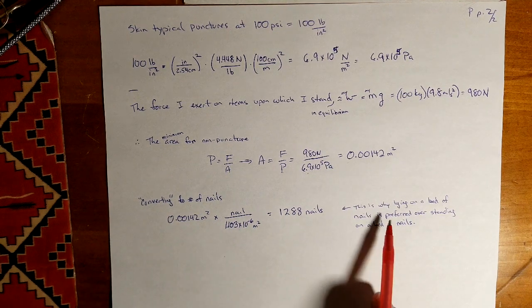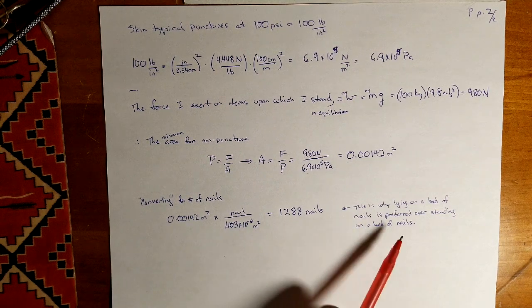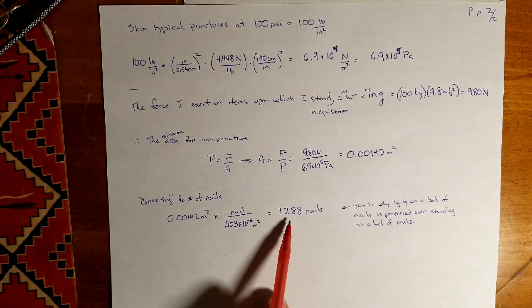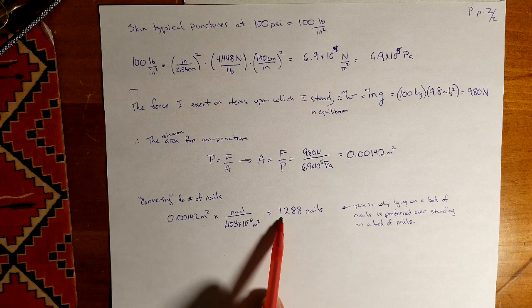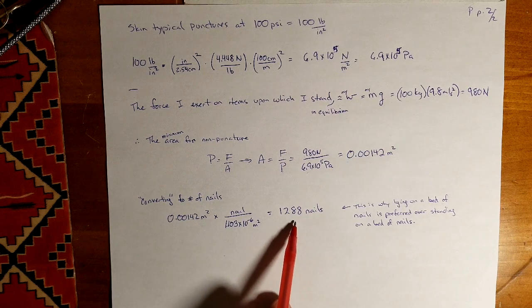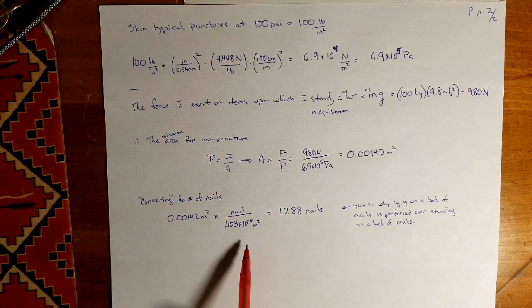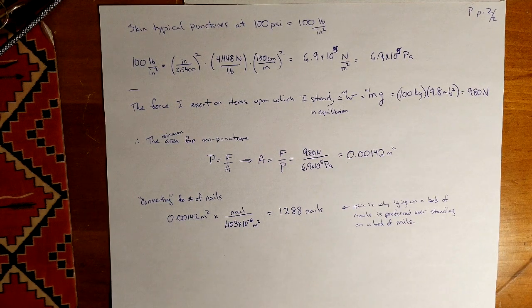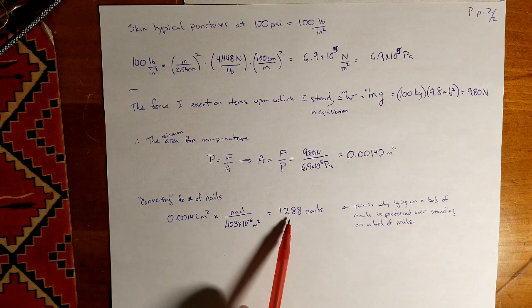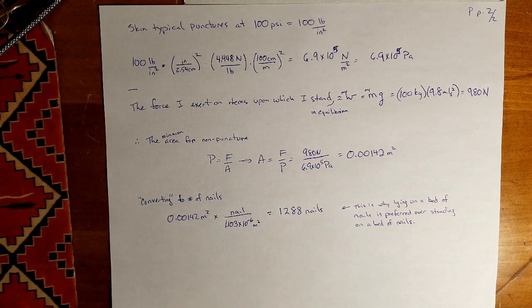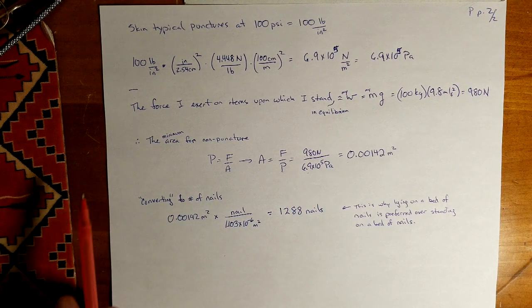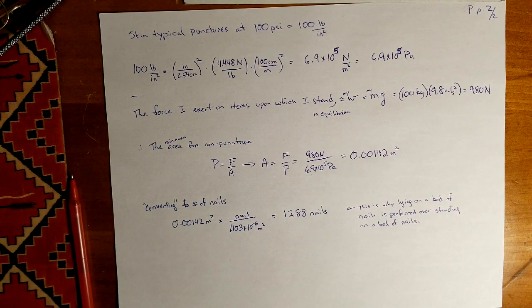And so I made a comment here about that's why lying on the bed of nails is preferred to standing on a bed of nails. Imagine the size of your feet and putting that number of nails close enough together to be able to stand on it. And it's not particularly easy. It's much easier to spread that number of nails over a larger area. And so from a practical point of view, lying on a bed of nails allows greater distancing between the nails when you're doing that. Anyway, there it is. A fun look at pressure.